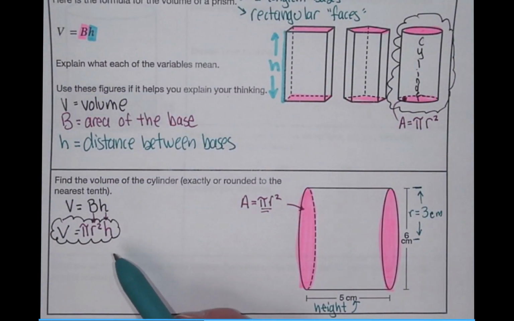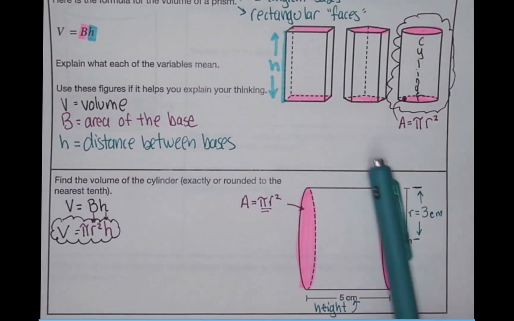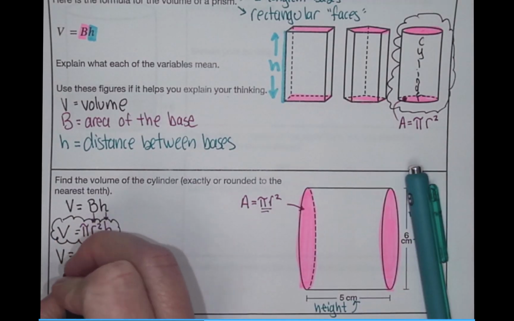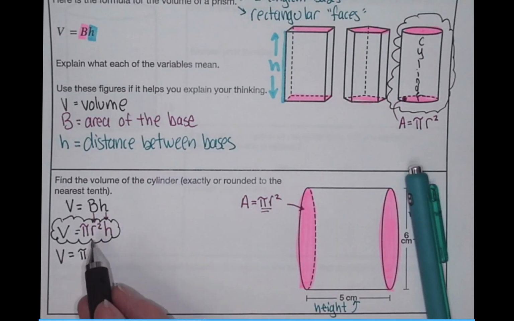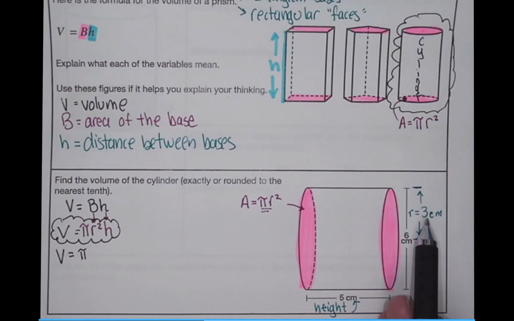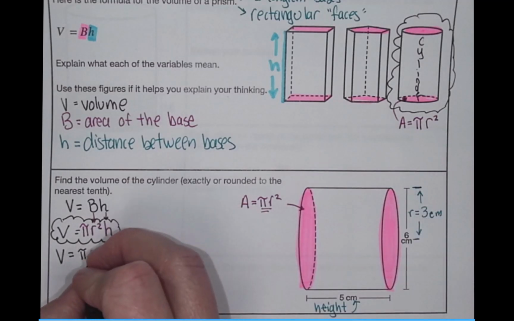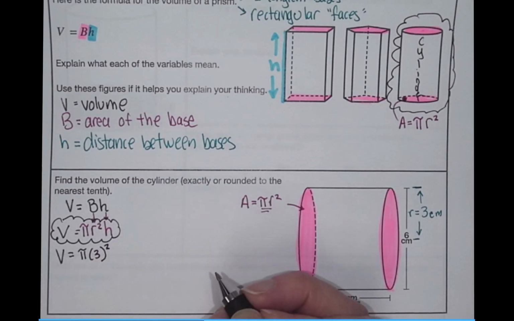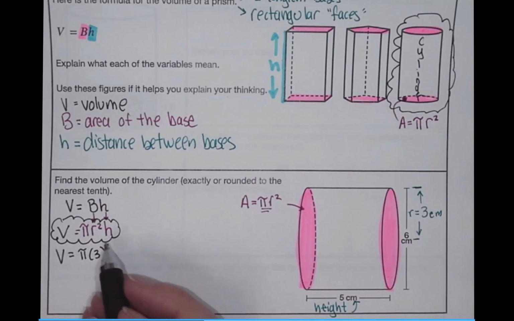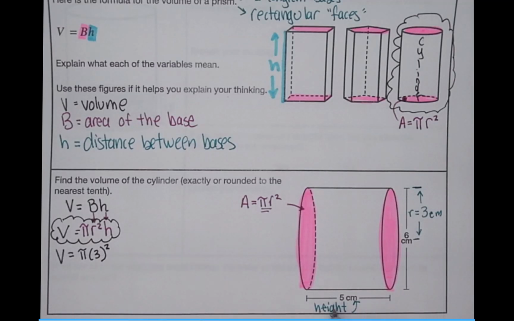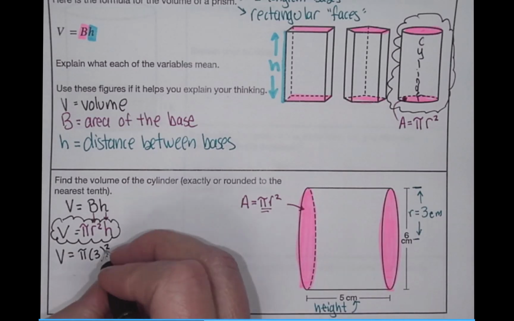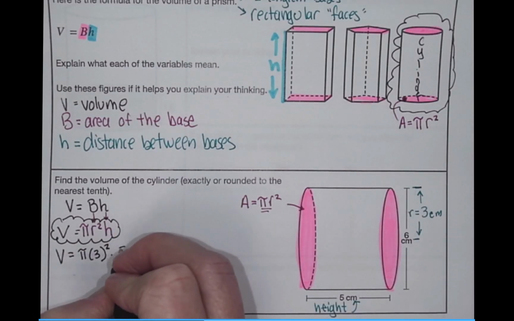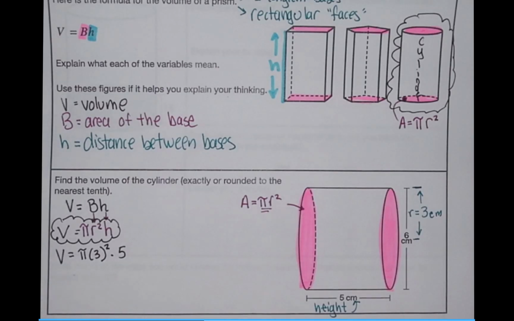All right, so let's go ahead and start substituting in numbers. So the volume is equal to, well, there's pi. There's the radius, which we decided was 3 centimeters. Don't forget to square that. And then the number we found for the height was 5. That's the distance between the two bases. Okay. So all these things are multiplied together.